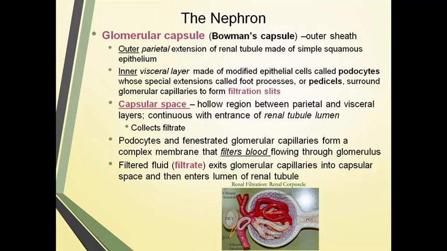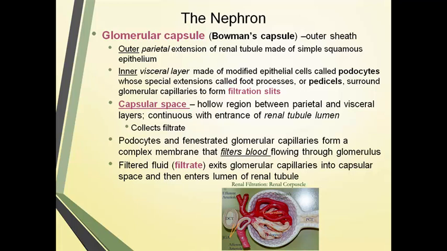So the capsule itself, we said, is also known as Bowman's capsule. It has an outer parietal layer, we said, made of simple squamous epithelium. The inner visceral layer has modified epithelial cells with podocytes, these little special foot extensions or processes, also known as pedicels, that will wrap the glomerular capillaries at their filtration slits, so they can control how much filtrate and which substances will enter and exit from the blood into the glomerular filtrate fluid.